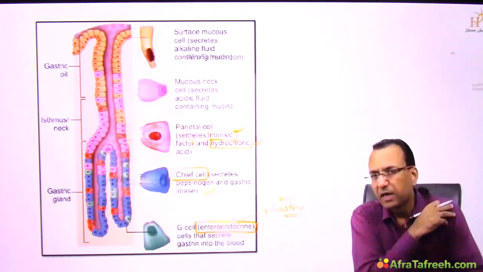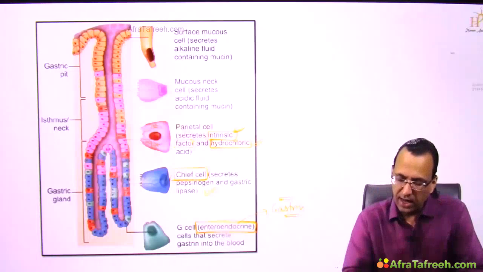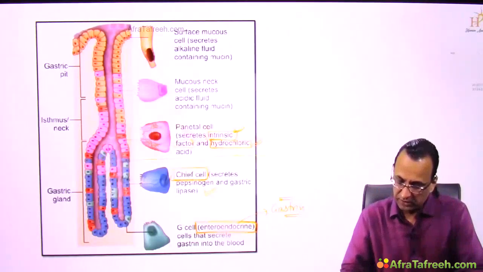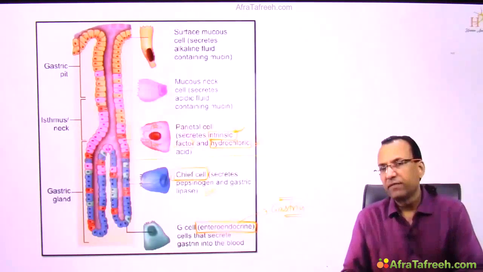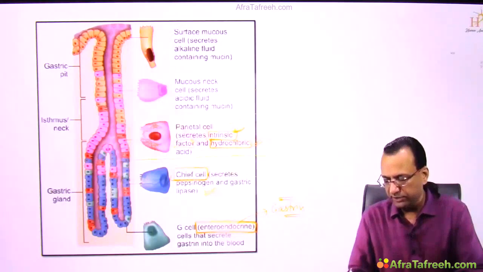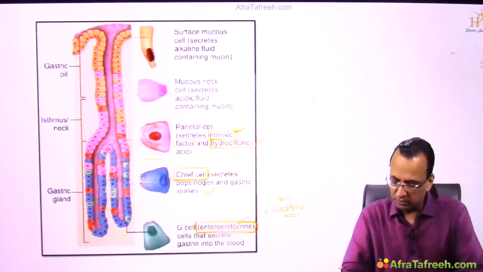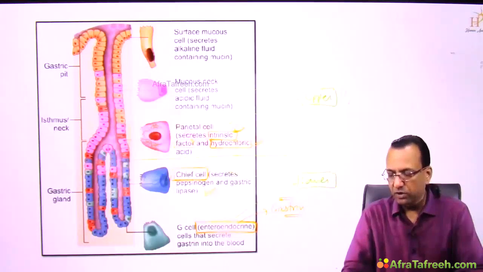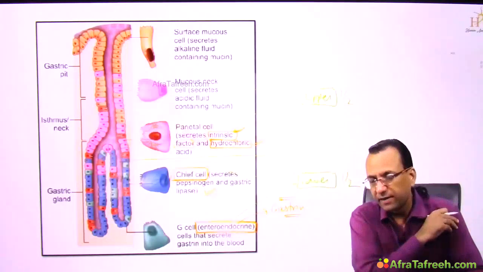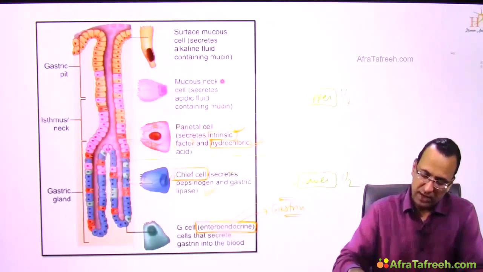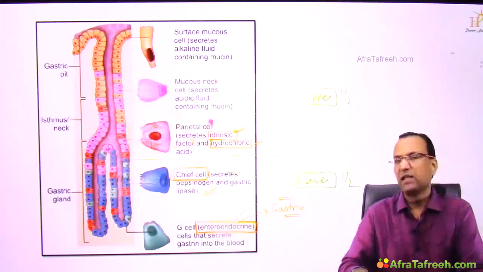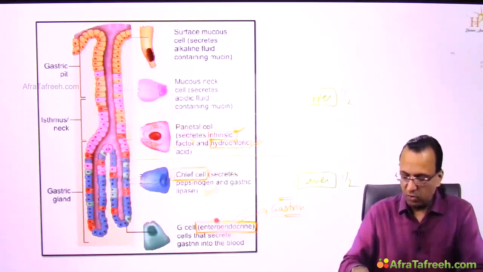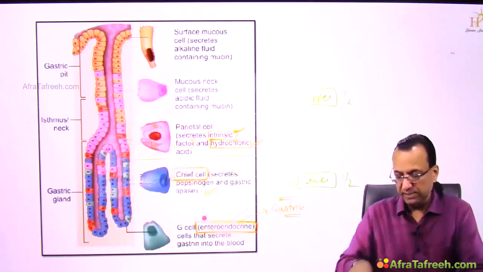Remember one thing, if you are looking at the upper half of the gland, then you have the parietal cell and neck cell. If you're looking at the lower half of the gland, then you have the chief cell and the endocrine cell. So there is an upper and lower half, you can say, of the gastric gland. In the upper portion you have the mucus cell and the parietal cell, and in the lower half you have the chief cell and the entero or neuroendocrine cells.